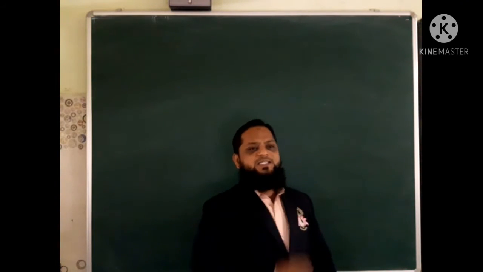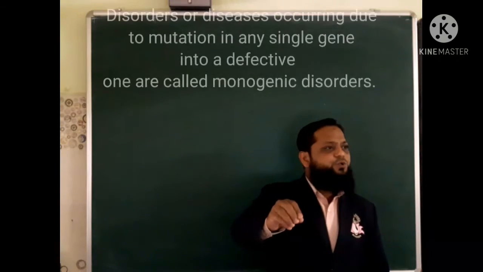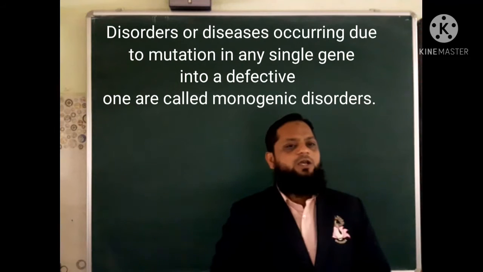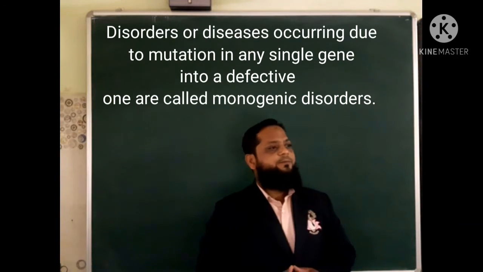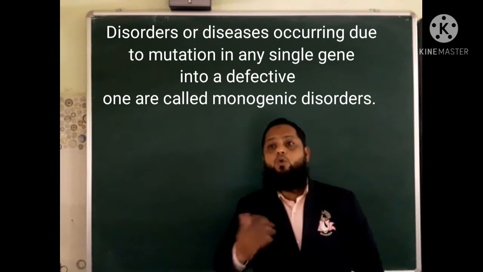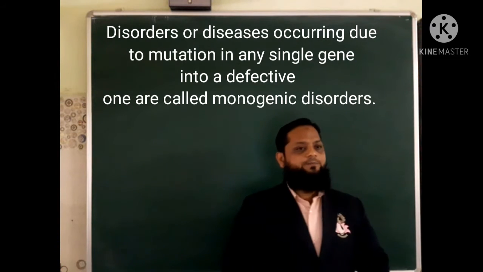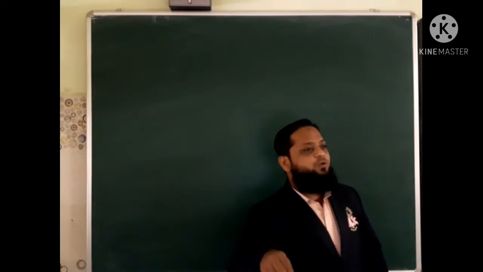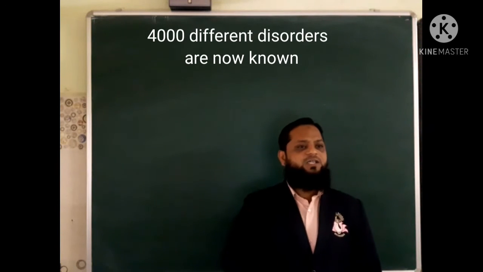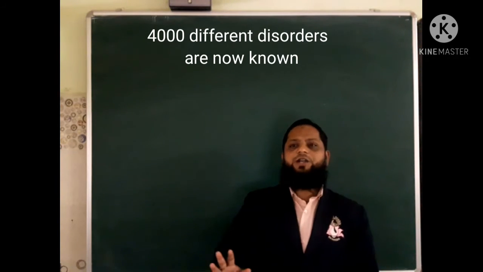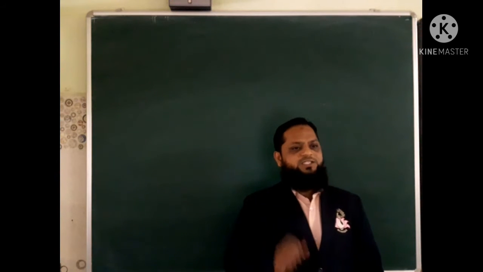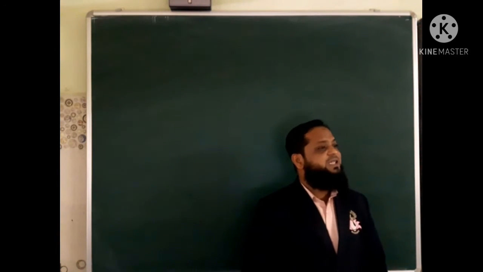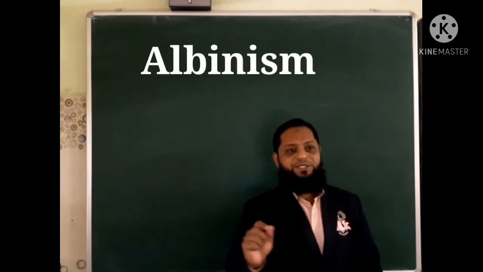A disorder or disease occurring due to a mutation in any single gene, making it defective, is said to be a monogenic disorder. We know that approximately 4,000 different disorders of this type are already known. Dear children, let's begin with a monogenic disorder, albinism.